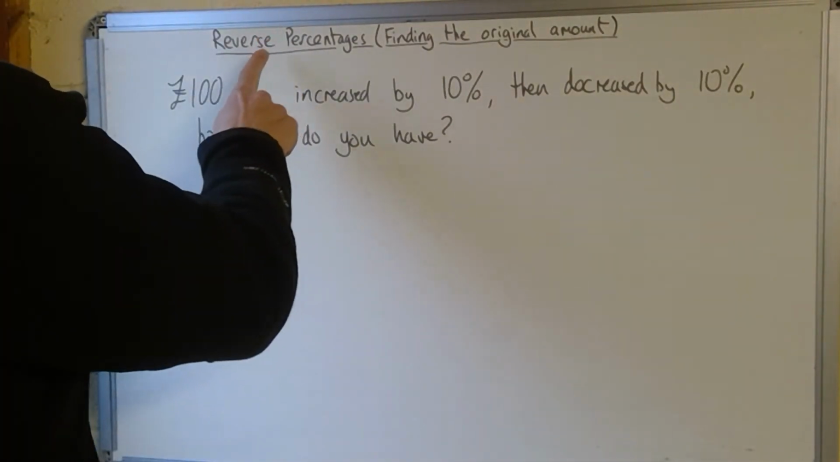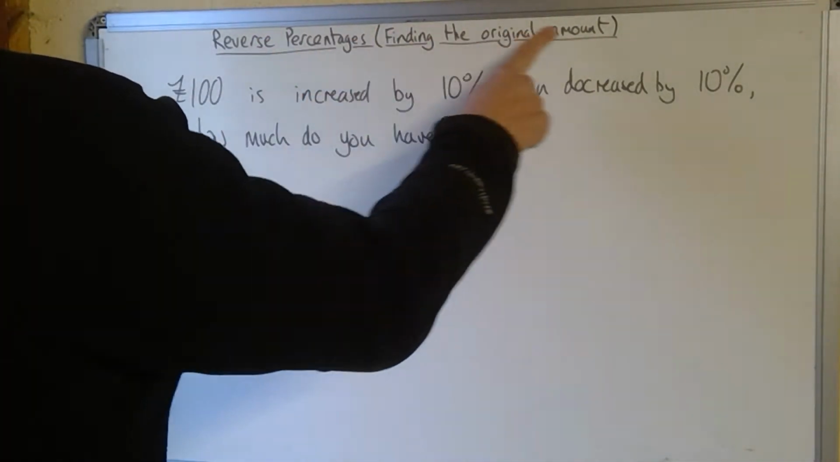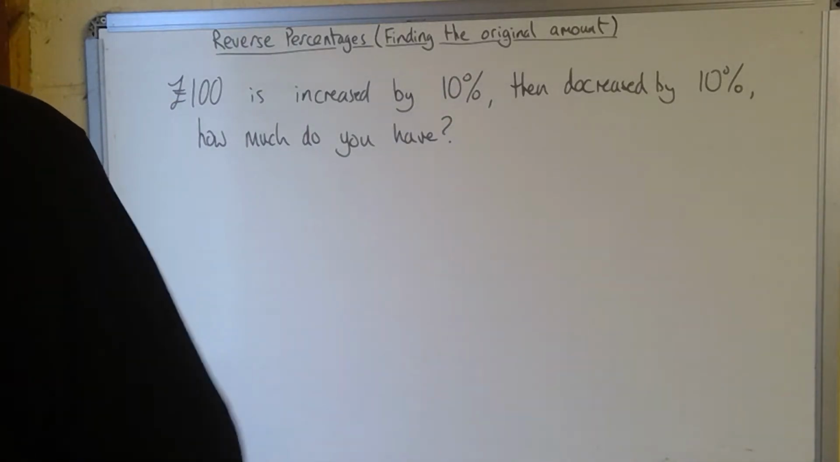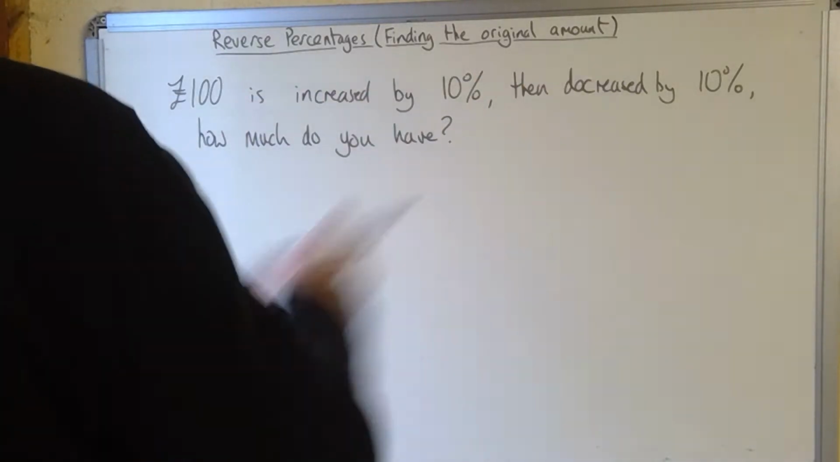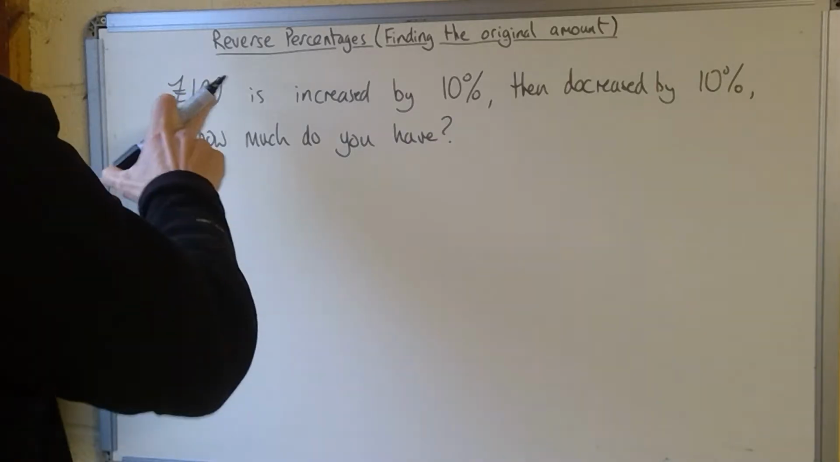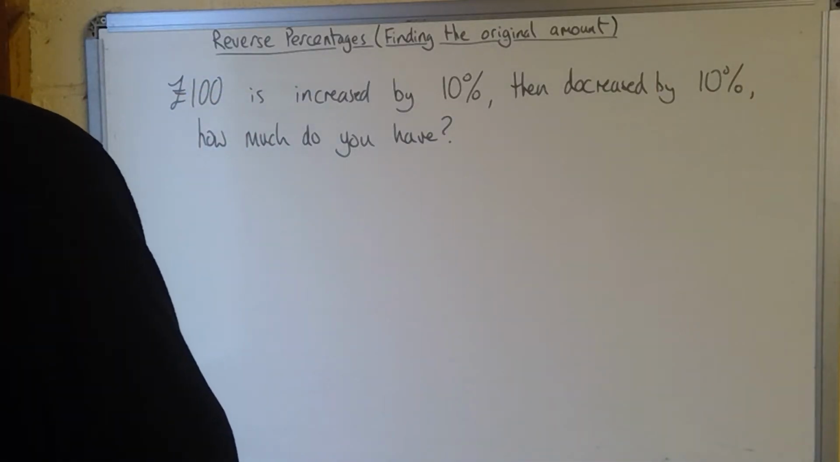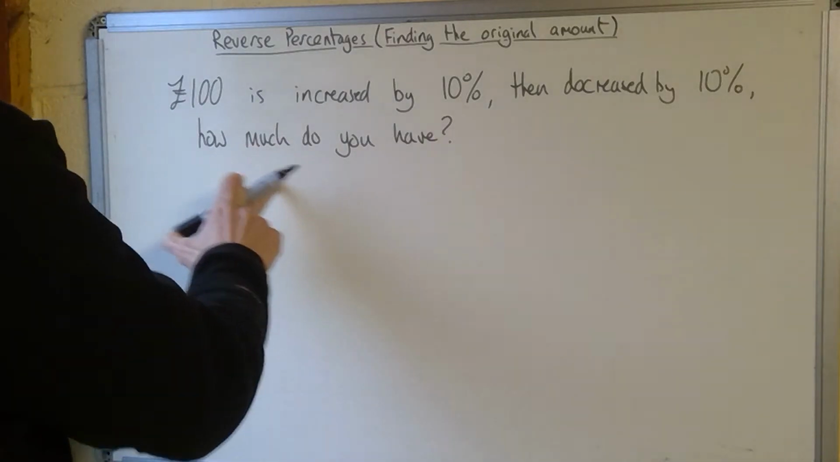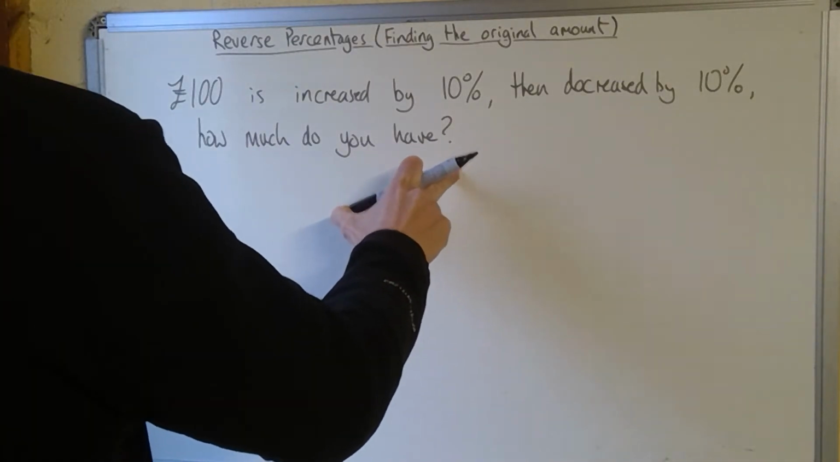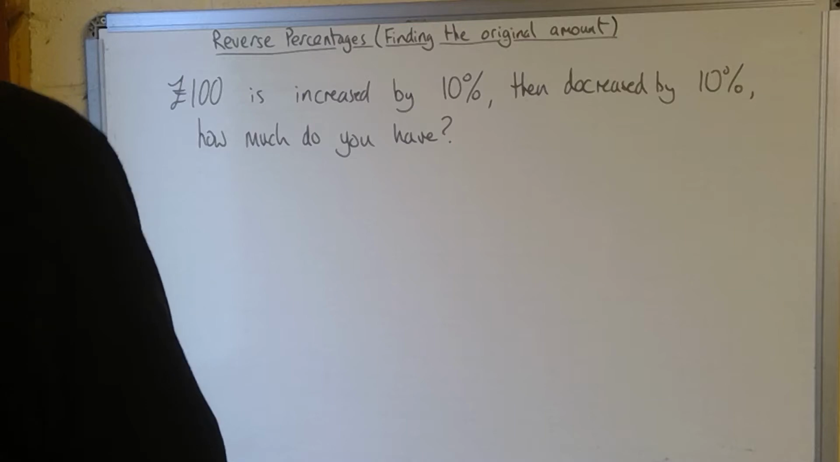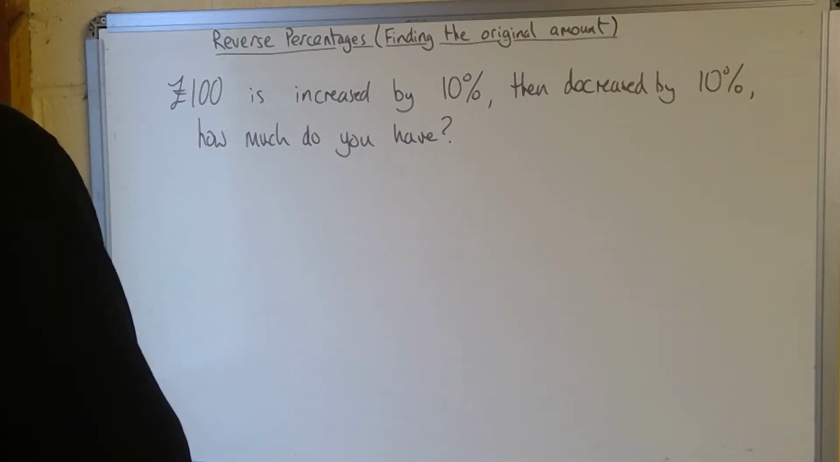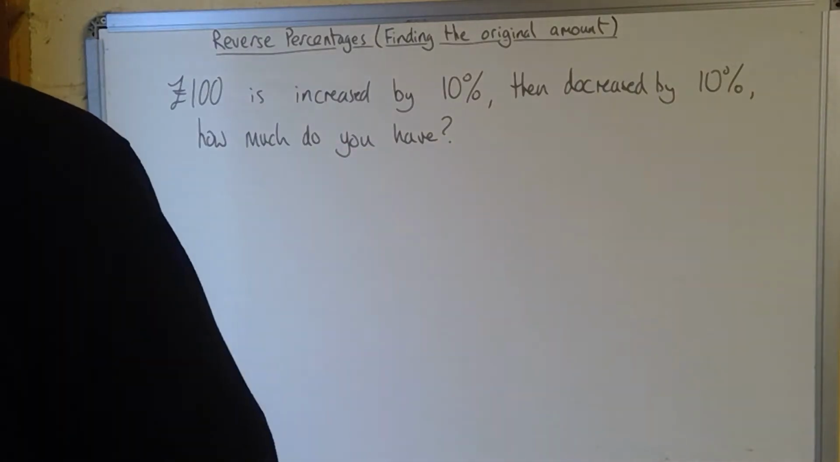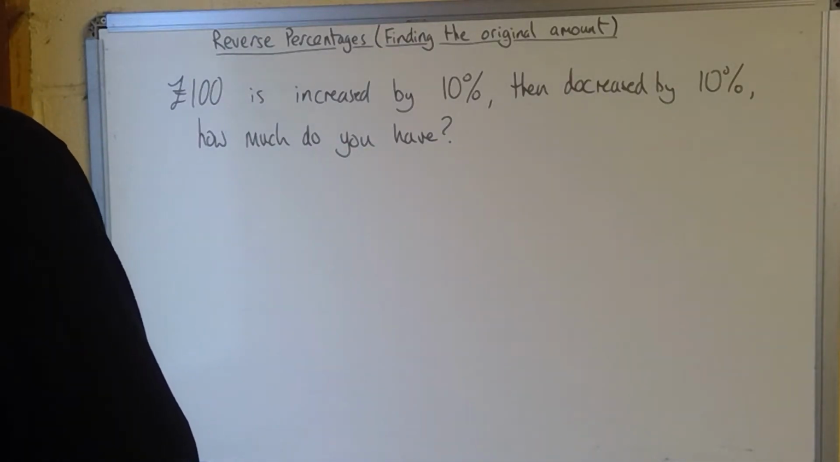Okay, today we're going to look at reverse percentages, finding the original amount. Before we do some examples, I've got a little question for you. £100 is increased by 10%, then decreased by 10%. How much do you have? Now, the intuitive, obvious answer is you're back with £100, and that's what most people would think. But if you actually break it down into these two sections, you'll see it doesn't quite work like that.